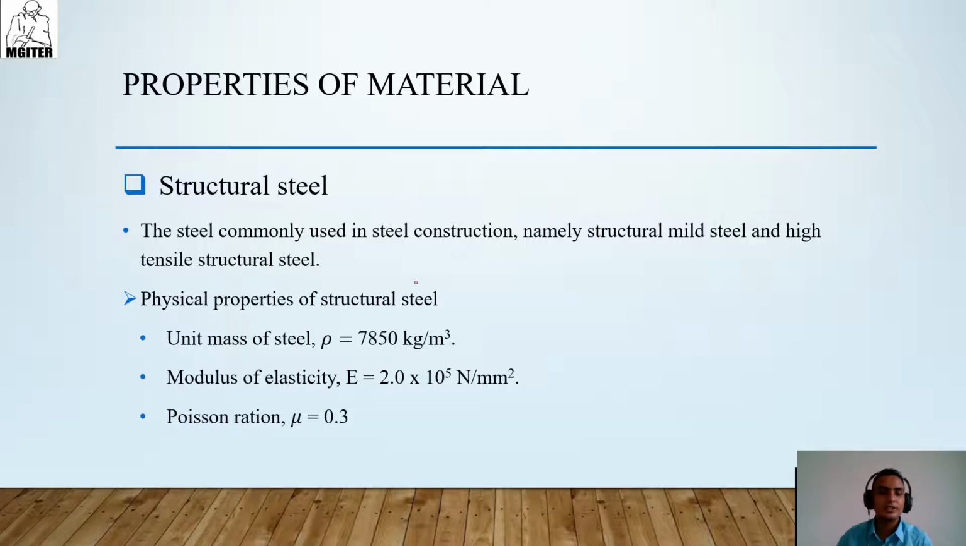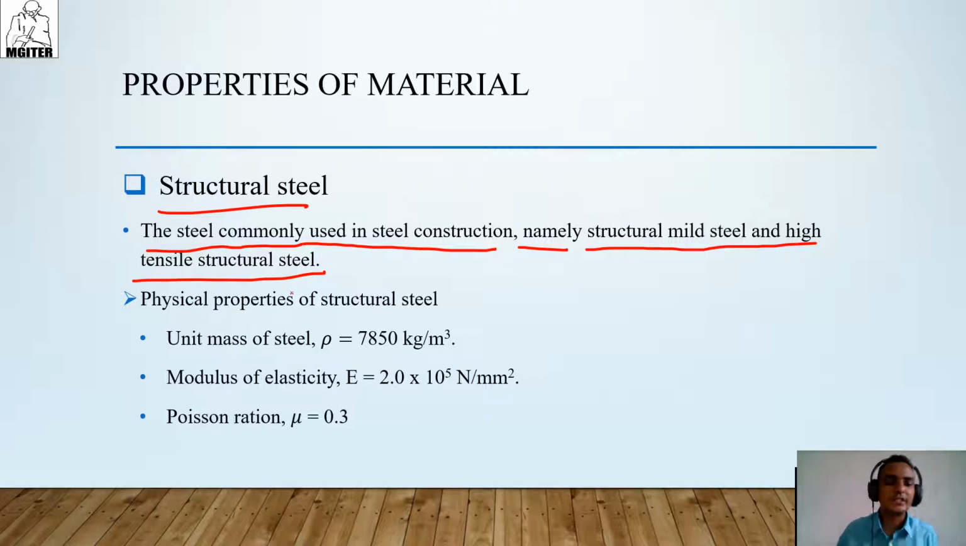Then after structural steel, the steel commonly used in steel construction, namely structural mild steel and high tensile structural steel. So what is structural steel? Structural steel means steel which we are going to use in steel construction, steel building or any other industrial building. We are going to use a steel which is called structural steel.